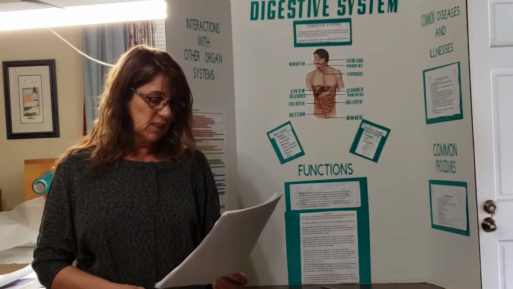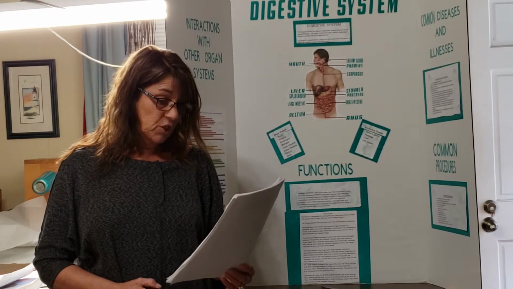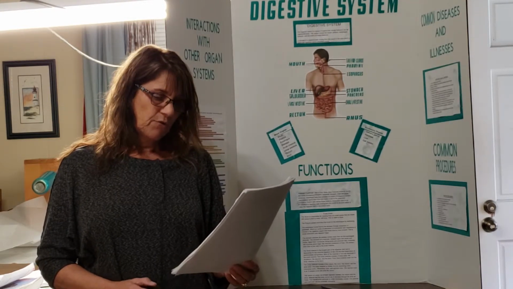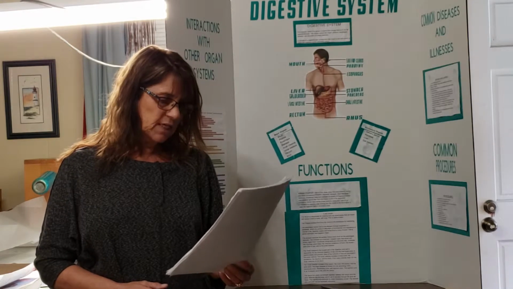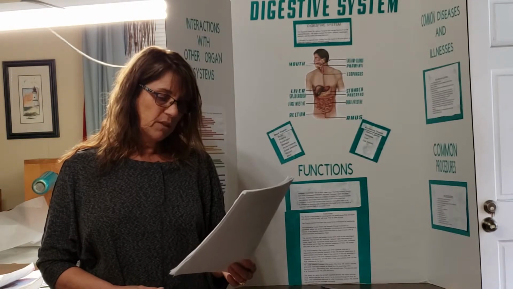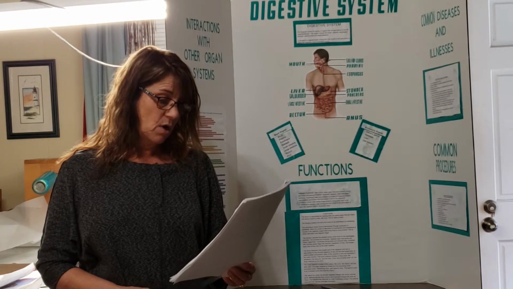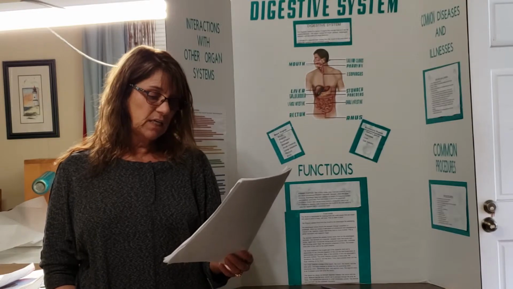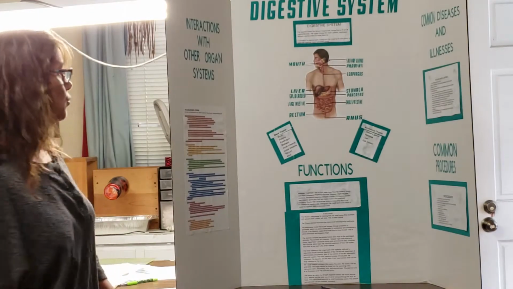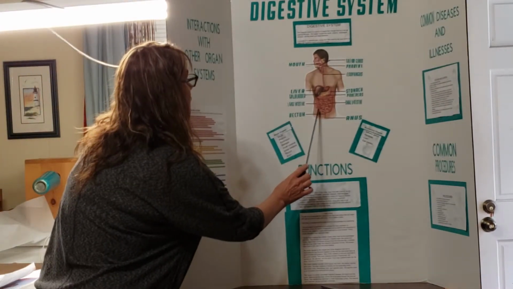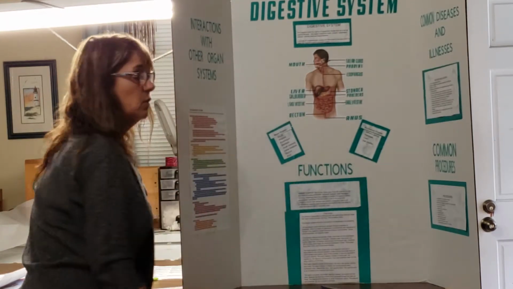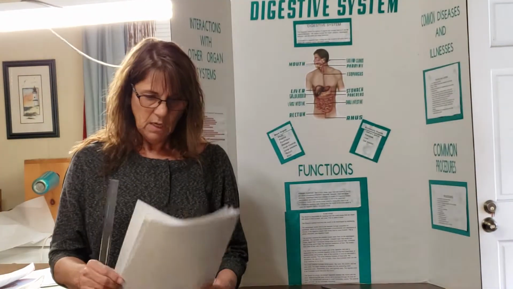The small intestine consists of three parts: the duodenum, the jejunum, and the ileum. From here, the material enters the large intestine at the ileum. The large intestine consists of the cecum, the colon, the rectum, and the anal canal. The colon is divided into the ascending, transverse, descending, and sigmoid colons, out to the rectum.